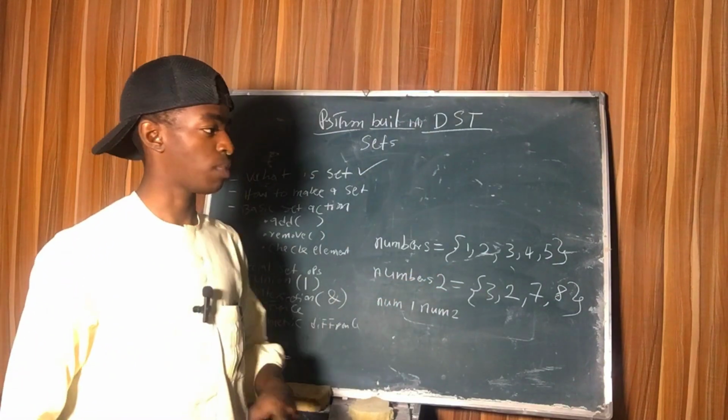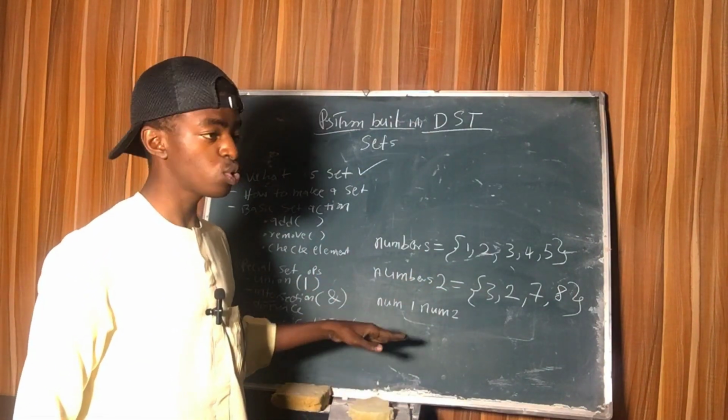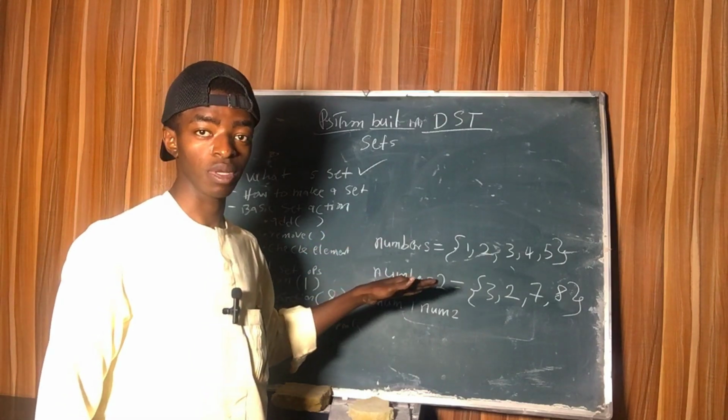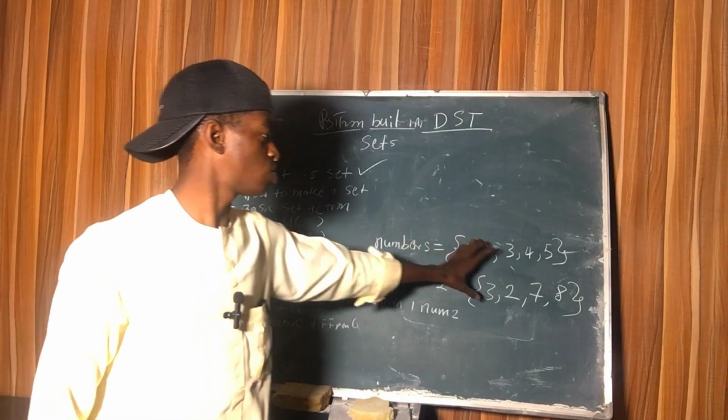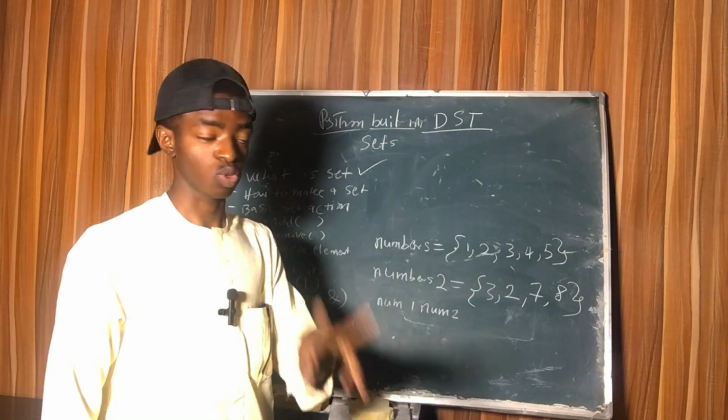But if you remember, I said set doesn't allow you to put duplicate elements, so it's going to remove the duplicate element automatically. When you combine the two data, 3 and 2 are only going to appear once, not twice.